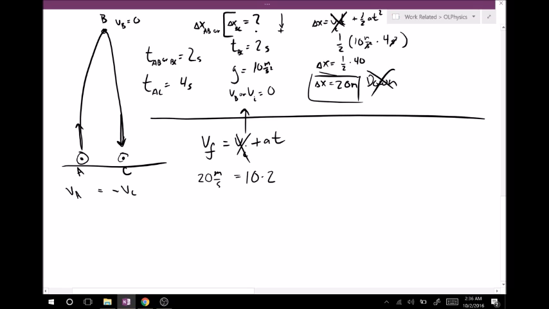That means our V initial is also 20 meters per second. However, depending on which ways are positive and which are negative, one has to be positive and one has to be negative. This whole time we've been denoting downwards as positive. So our V final will be our positive one, and our V initial will be our negative. So there you go, right there.